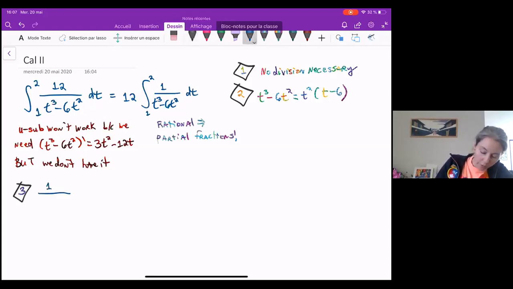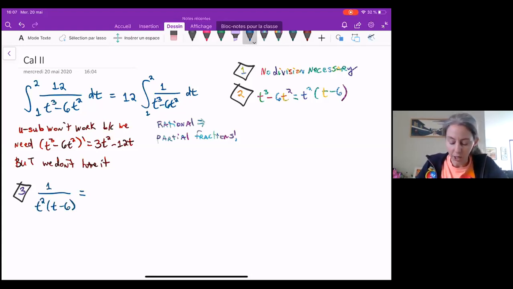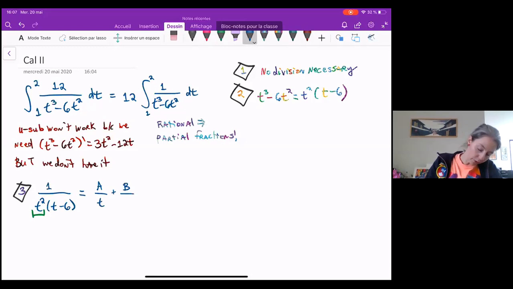So I have 1 over t squared times t minus 6. How many times does the t occur? Two times, which means it gets 2 fractions all to itself. So I have A over t plus B over t squared. Each time I'm increasing by 1. How many times does the t minus 6 occur? One time. So that means it gets 1 fraction to itself.